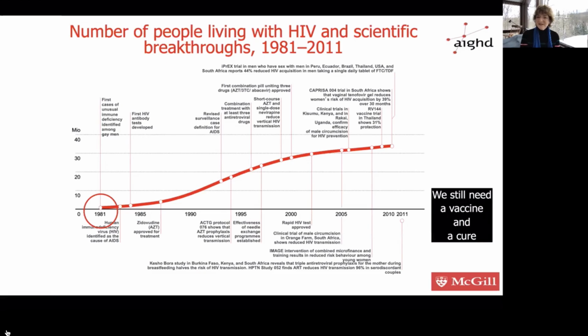We didn't recognize until 1981 that there was such a thing as human immunodeficiency virus, but we didn't even know for a while what was actually causing it. And you can see that as inexorably the numbers of people living with HIV increased worldwide, there were many, many scientific breakthroughs. I won't detail them for you. You will hear much more during the conference, but we still need a vaccine and a cure.